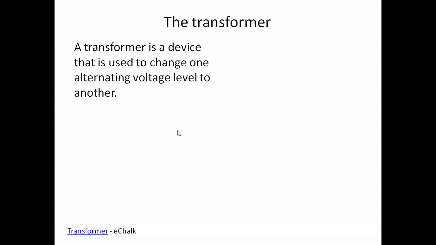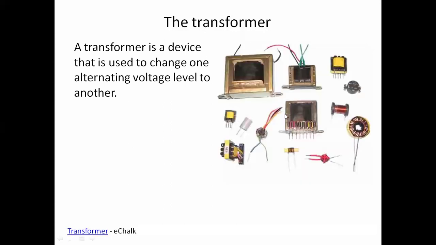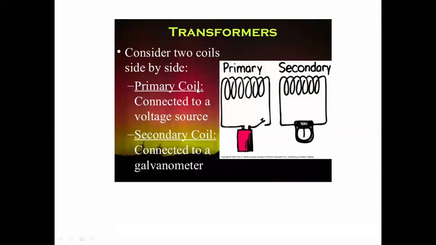A transformer is a device that is used to change an alternating voltage level to another. It means it may increase the voltage of the alternating supply, or it may decrease. So these are some diagrams of transformers. And this is the symbolic diagram. One coil is the primary and the other one is the secondary.